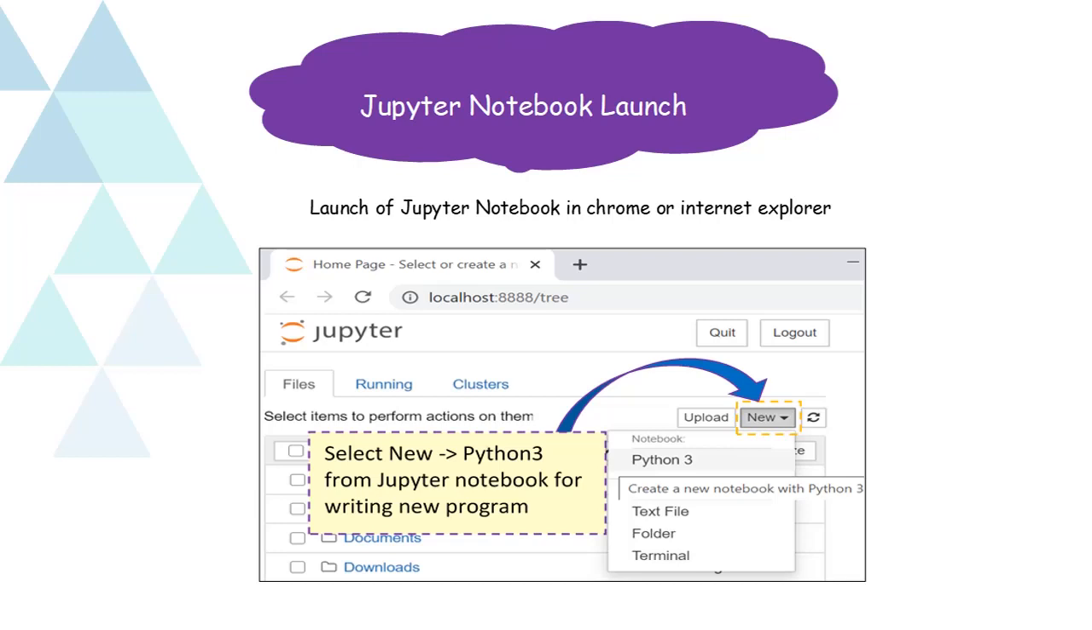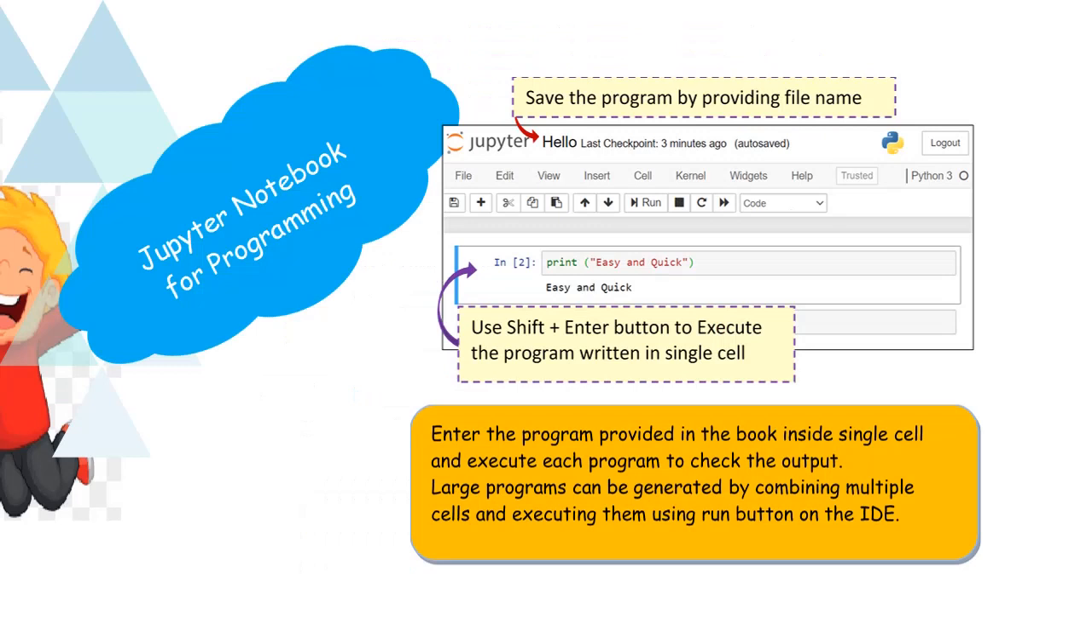Click on New and Python 3 to create a new Python file. Click on the title of the program and update the program title as per experiment name. You can click on the run button to run the program or use shift plus enter to execute the command written in a cell. It is recommended to enter a program provided in the book inside a single cell and execute each cell one by one and check the result of output.